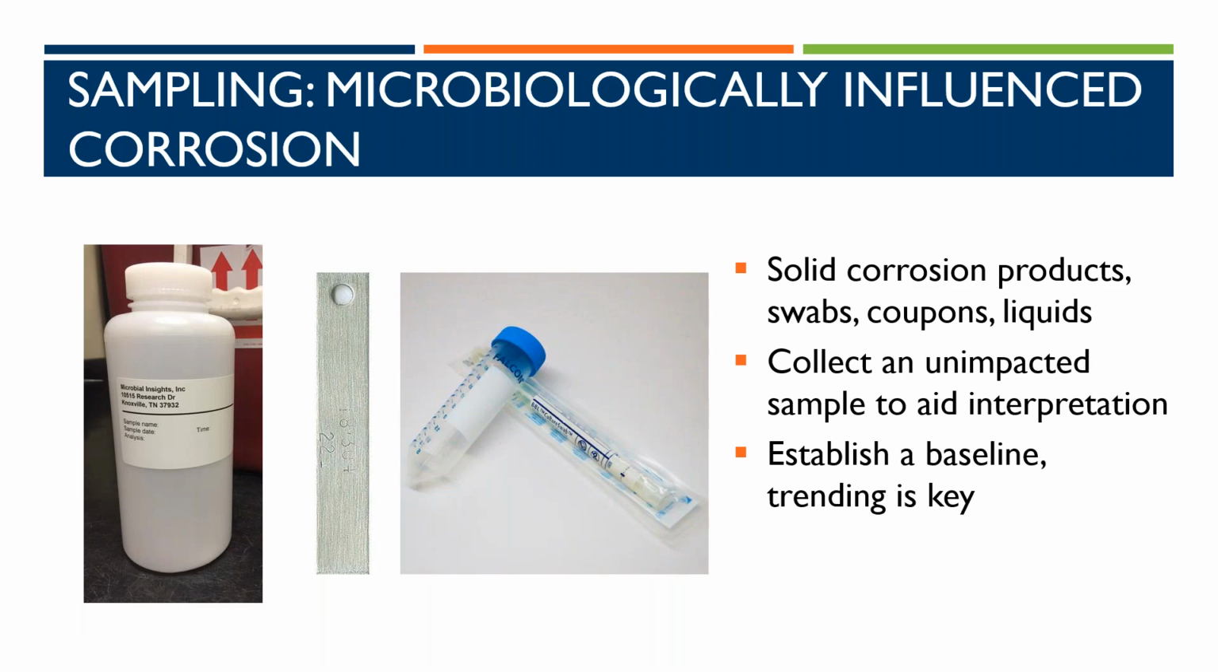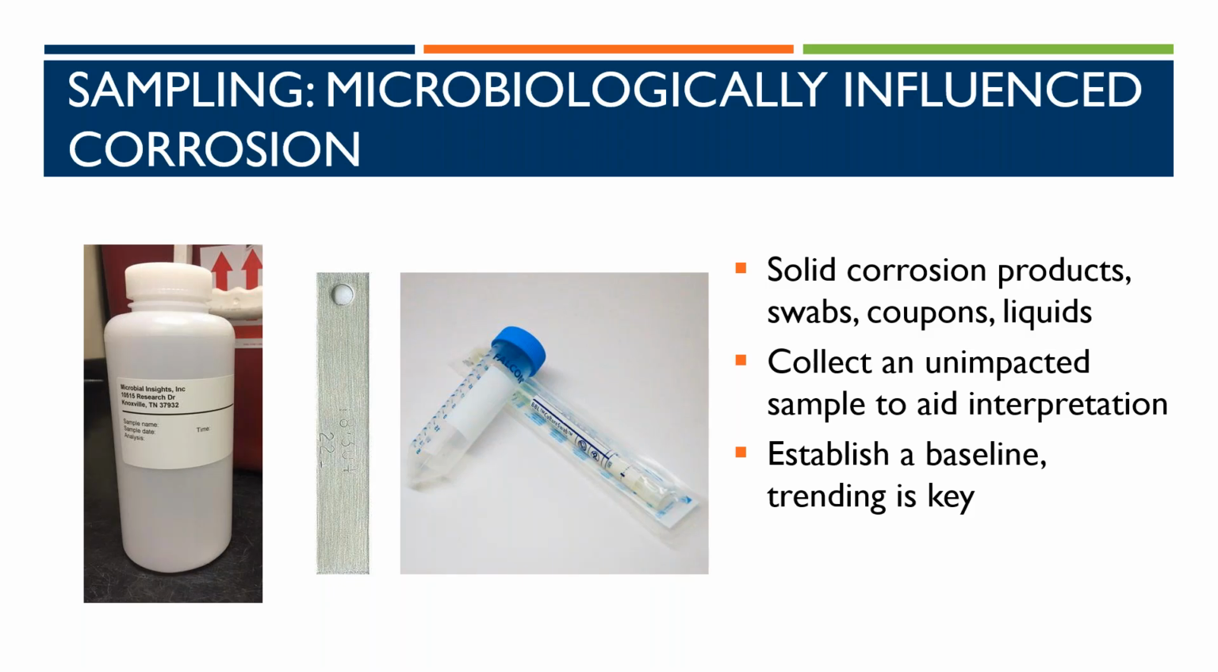For microbiologically influenced corrosion applications, we can perform the DNA-based analyses from a liquid sample or directly from a swab or scraping of corrosion products that have collected on the surface of a pipe or a coupon, for example. It's helpful for interpretation purposes to also collect a sample from an area exhibiting no signs of corrosion as a point of comparison.